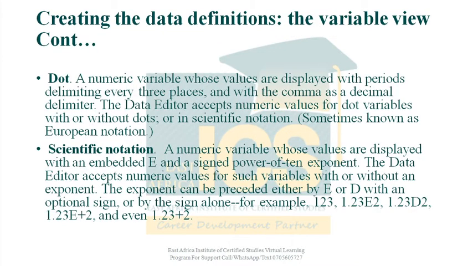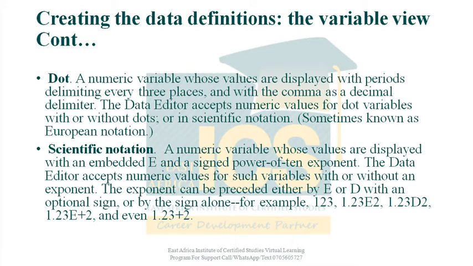Then I have a dot, a numeric variable whose values are displayed with periods delimiting every 3 places, and with comma as a decimal delimiter. The data editor accepts numeric values for dot variables with or without dots, or in scientific notation, sometimes known as the European notation. So simply dot and comma numbers, they are kind of similar with a slight difference.